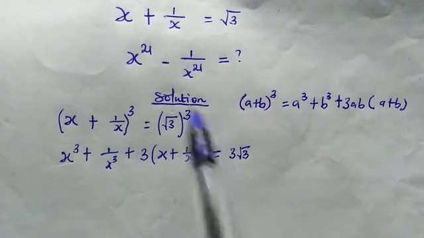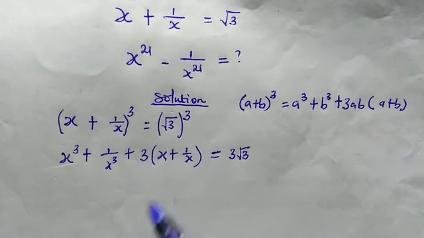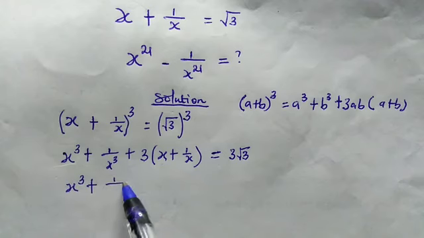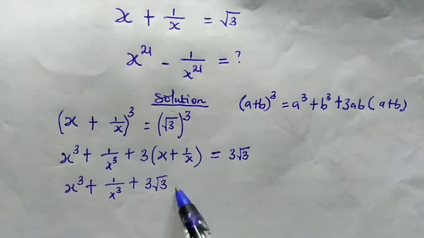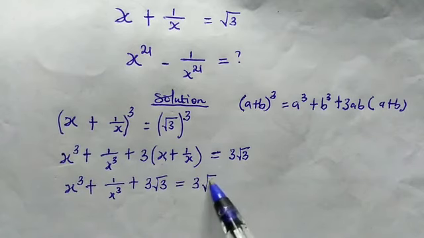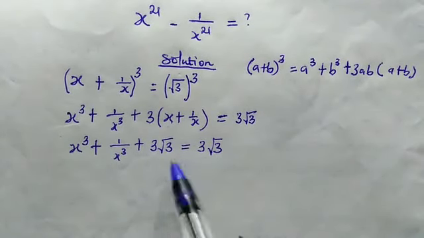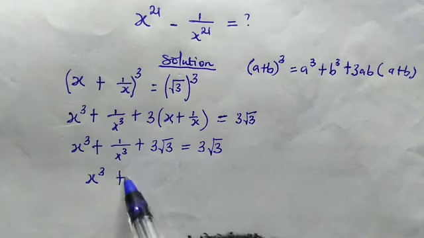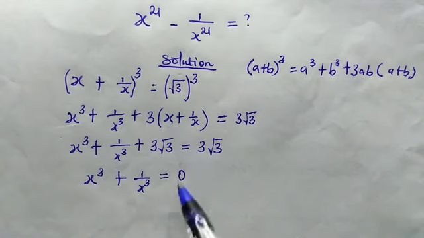Now do not forget that from the original problem, x plus 1 over x is equal to root 3. So we're going to substitute that here. So we get x cubed plus 1 over x cubed plus 3 root 3 is equal to 3 root 3. Now from here, let's go ahead and subtract 3 root 3 from both sides. We get x cubed plus 1 over x cubed is equal to 0.